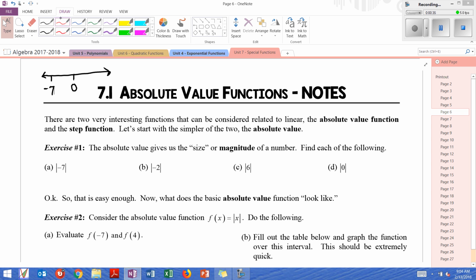Now remember, the absolute value of something is the distance something is away from 0 on a number line. So for exercise 1a, we're supposed to simplify the absolute value of -7. And if we look on the number line, it's actually 7 spaces away from 0. Distances can never be negative. That's why when we take the absolute value of -2, it becomes positive, but the absolute value of 6 just stays 6. So it's always going to be positive. And of course, 0 is 0 spaces away from itself.